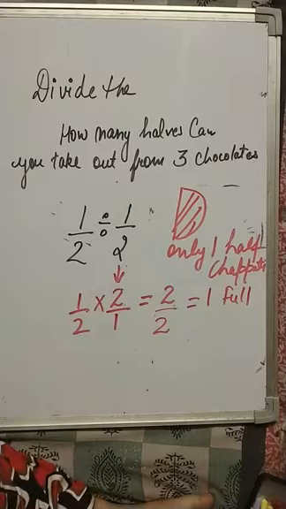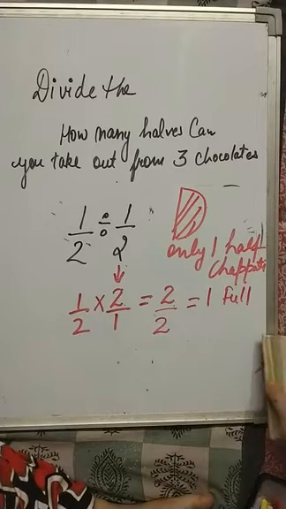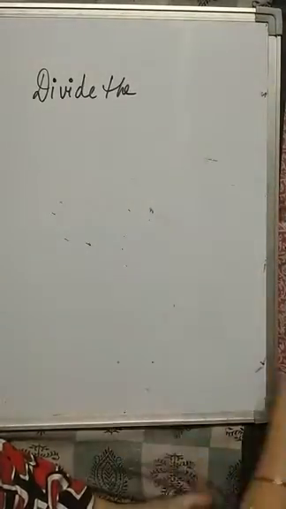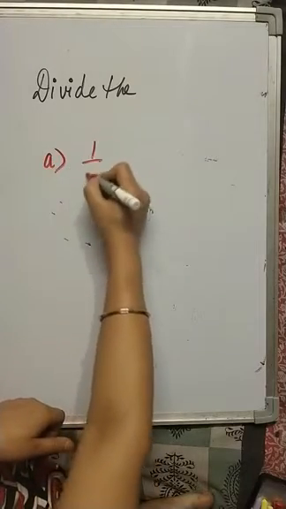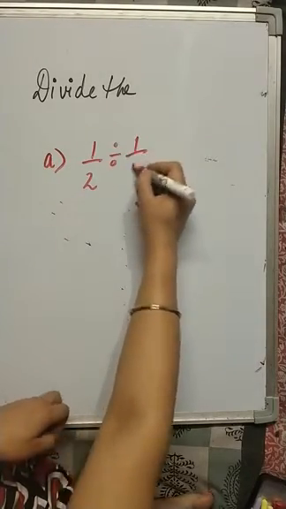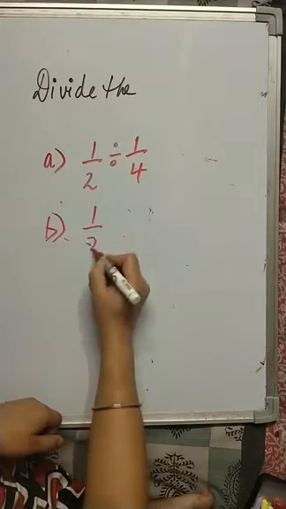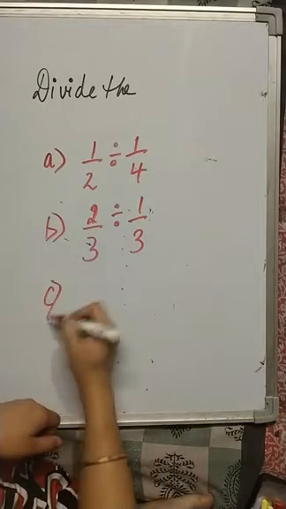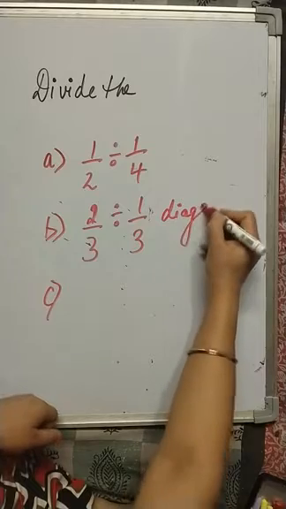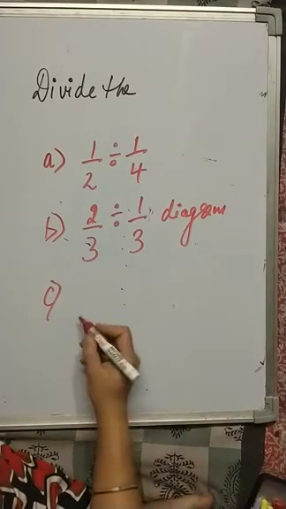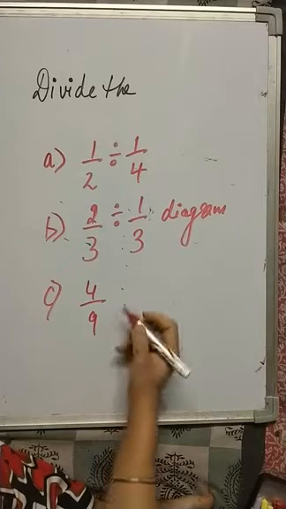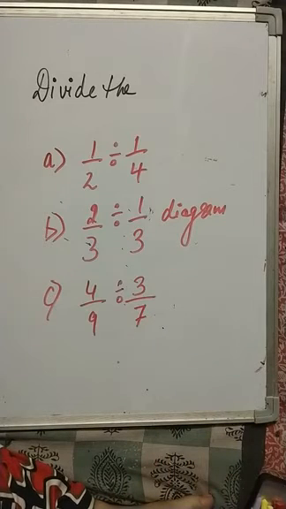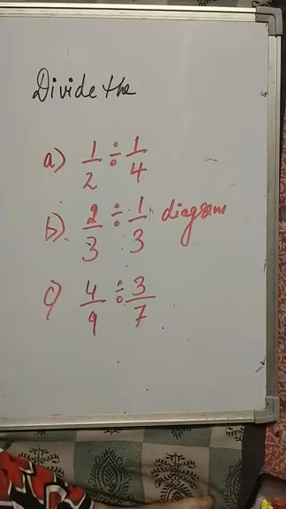Just watch the video carefully and do all the sums given in the video. Few questions are for division here. You will be doing how many halves, how many 1/4 can you take out from half? How many 1/3 can you take out from 1/3? Draw the diagram for this. You have to draw diagrams for these. Okay, these you can solve with a method also. Okay, so that's all for today. Do complete your work.